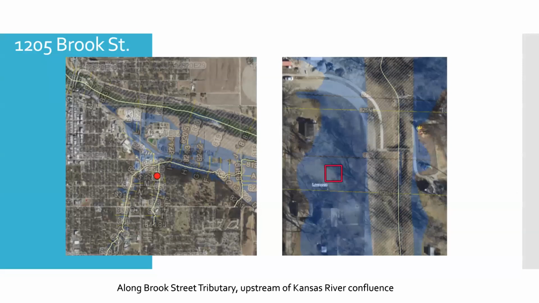So here's my site. This is out here in East Lawrence, not too far from where I am now. And this is along the Brook Street tributary, which is a tributary to the Kansas River. So you can see the red spot here. That's right next to a confluence with another tributary, and then it joins up with the Kansas River to the north there. On the right side, you can see where my building footprint's going to be, where I'm going to be putting in fill. So I am here in the AE zone, and I'm just directly adjacent to the floodway there.